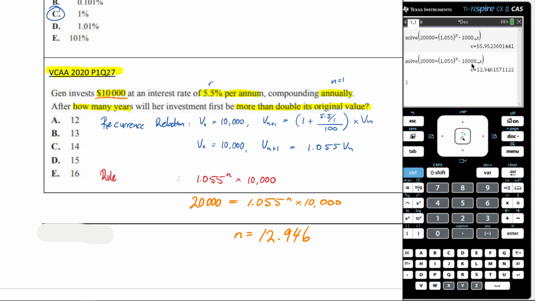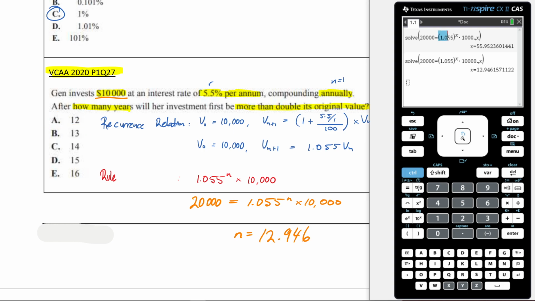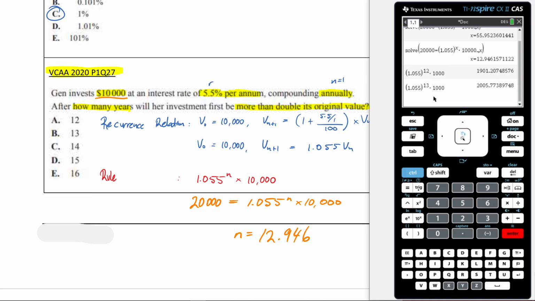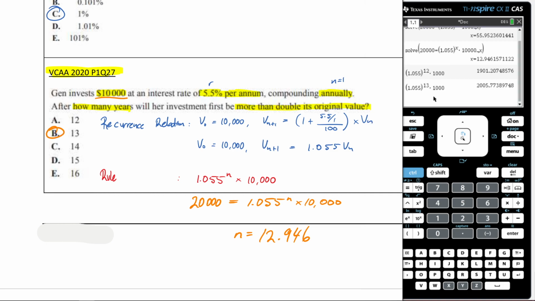This is usually where people make a mistake. They don't know whether or not they have to round up or round down. So is it going to be 12 or is it going to be 13? What I would recommend you do here is you test each out. So if I put 12 into my X spot, it's going to be 19,000 something. That's not over 20,000. But if I put in 13, it will be 20,005. So my answer will be B there. It will be 13.